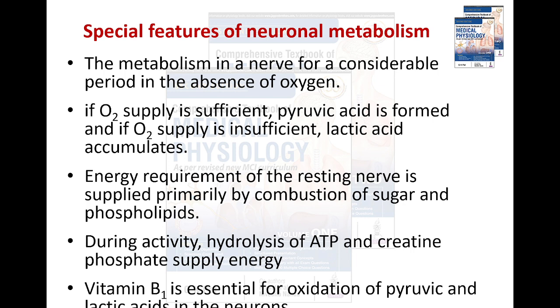The nerve can continue metabolism for a considerable period in the absence of oxygen. If oxygen supply is sufficient, pyruvic acid is formed, and if oxygen supply is insufficient, lactic acid accumulates. During activity, hydrolysis of ATP and creatine phosphate supplies energy. Vitamin B1 is essential for oxidation of pyruvic acid and lactic acid in the neurons.